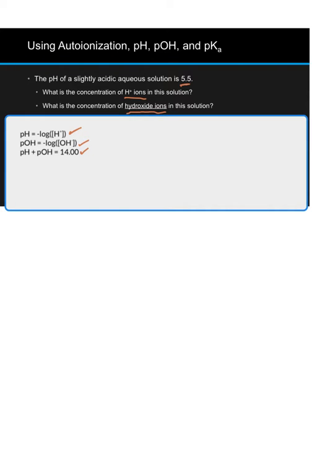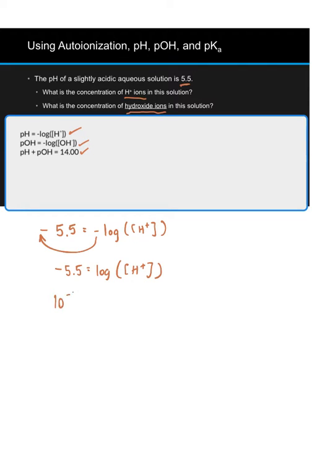To begin, let's take advantage of the first equation that we've got for pH. We know that if pH is equal to the negative log base 10 of hydrogen ion concentration and that the pH is equal to 5.5, then 5.5 is equal to the negative log base 10 of hydrogen ion concentration. How do we undo this log? Well, the first thing we've got to do is move this negative sign over to the other side. Negative 5.5 equals the log base 10 of hydrogen ion concentration. To undo a log base 10, we'll just raise 10 to the power of both sides.